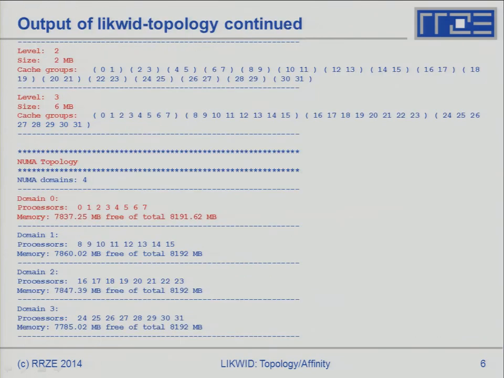Level 2 cache has a size of 2 megabytes. That's always one chunk, 2 megabytes. And the level 2 cache is actually shared between pairs of neighboring cores. So core 0 and 1 have a common level 2 cache of 2 megabytes. And we have 16 of those caches. So there's 32 megabytes of level 2 cache in this machine.